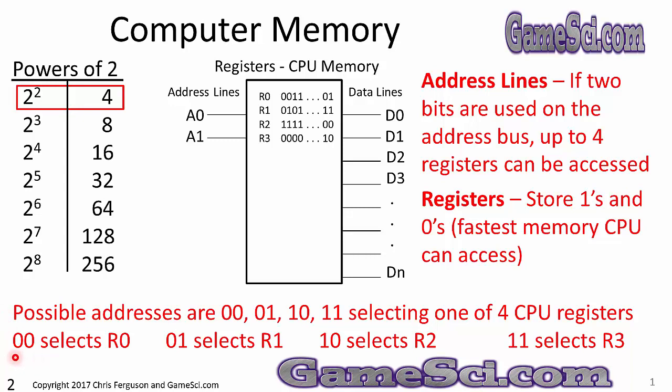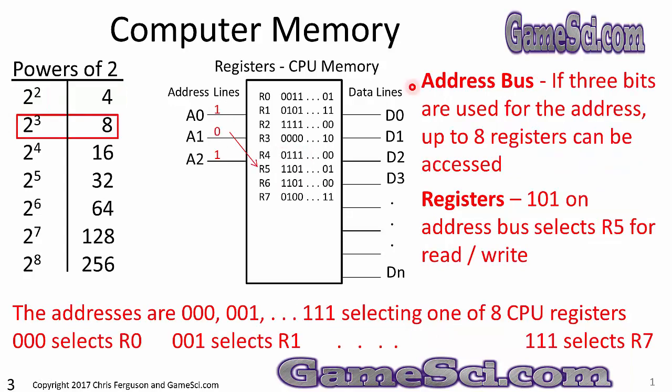If the address lines contain 00, you're selecting R0. If the address lines contain 01, you're selecting R1. If the address lines contain 10, you're selecting R2. And finally, if the address lines A0 and A1 contain 11, you're selecting register 3.